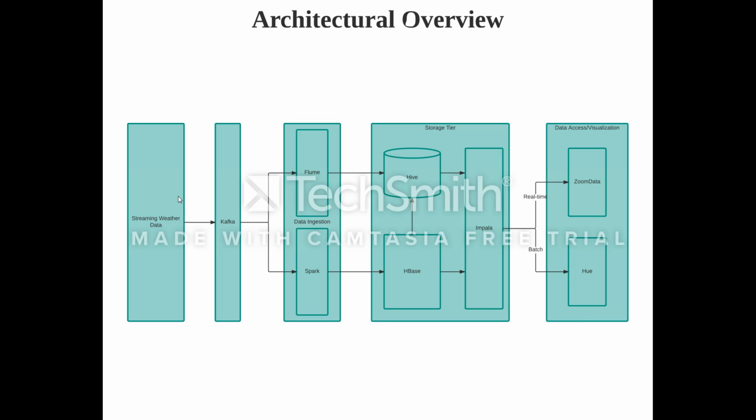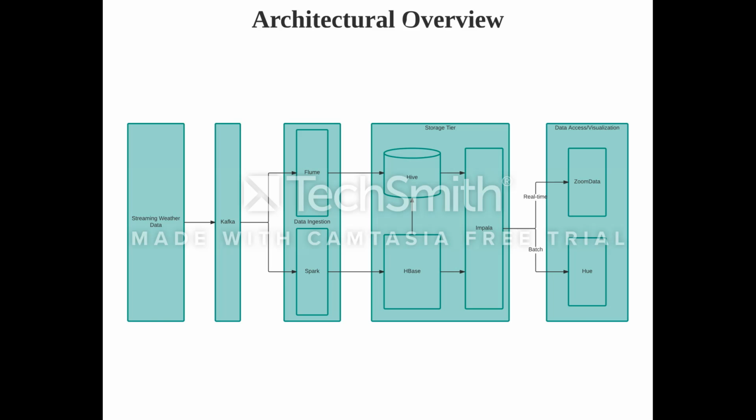So here I have streaming weather data, and I'll send this data to Kafka. From here I have basically two use cases. One is real time, the other one is batch, so it's like a lambda architecture. For the real time use case, I'll have a Spark streaming job ingest data from Kafka to HBase, and I'll build an Impala or a Hive table on HBase and query it in real time through Zoomdata. And for the batch analysis, I'll have Flume consume from Kafka and put it into Hive, and then from Impala, I'll query the batch data through Hue.